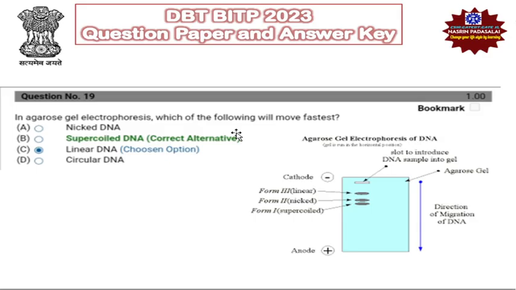Next, in agarose gel electrophoresis, which of the following will move fast? So supercoiled DNA will be moving fast. In this diagram, you can see the supercoil will be running first, followed by nicked DNA and followed by linear DNA. So supercoils have a compact structure, so they can easily move through the agarose gel.